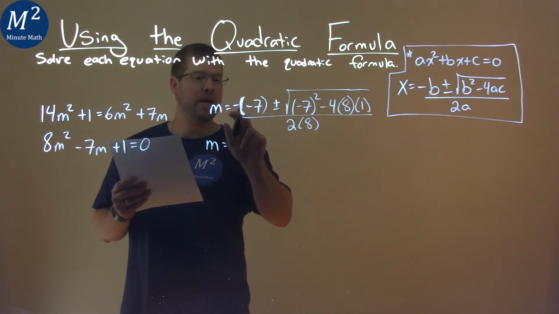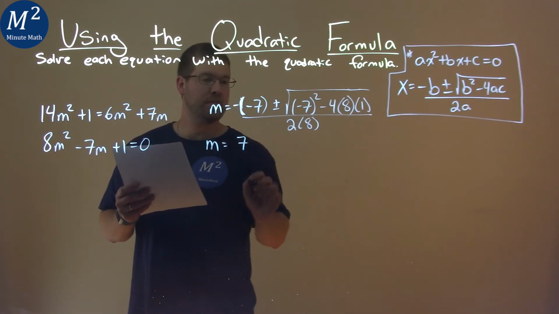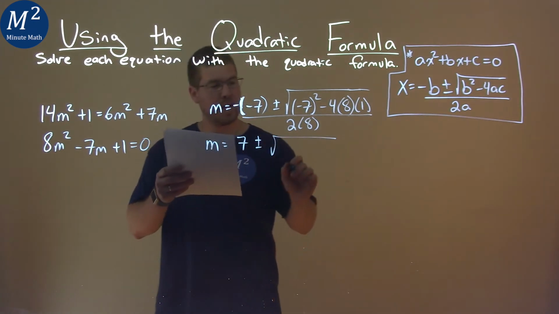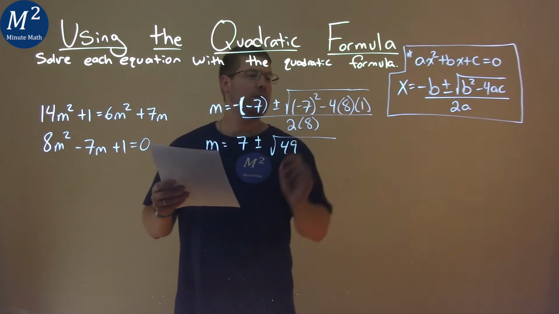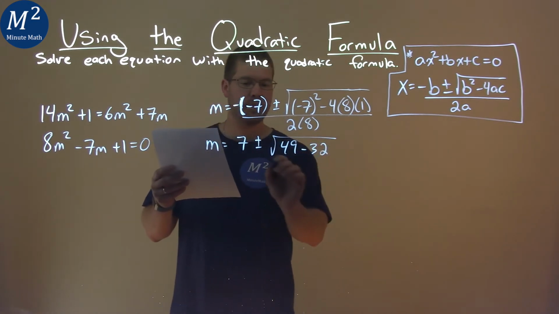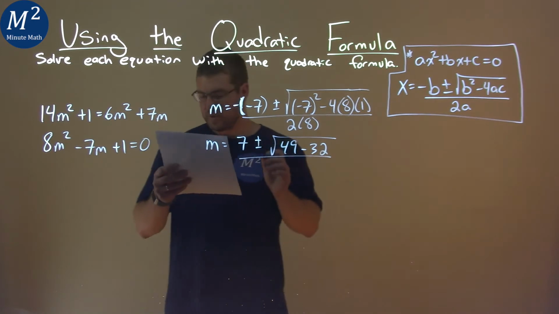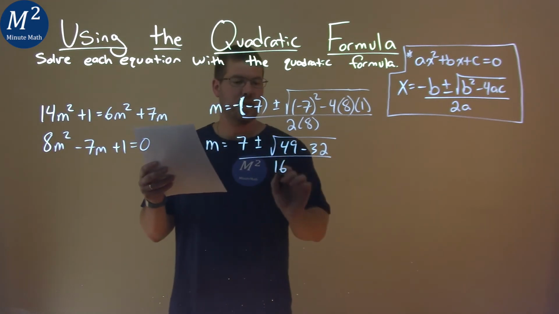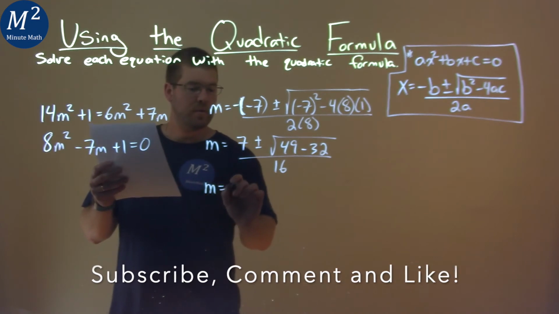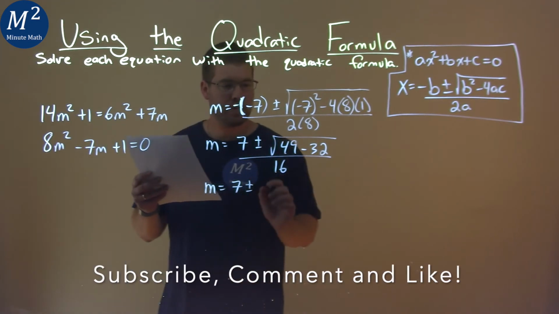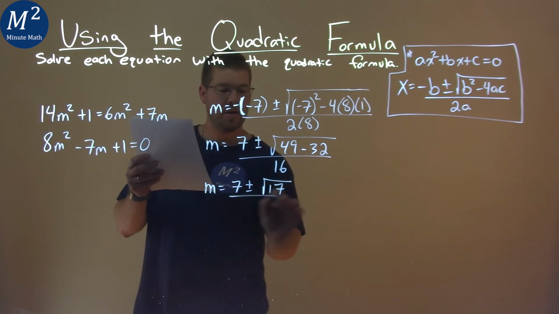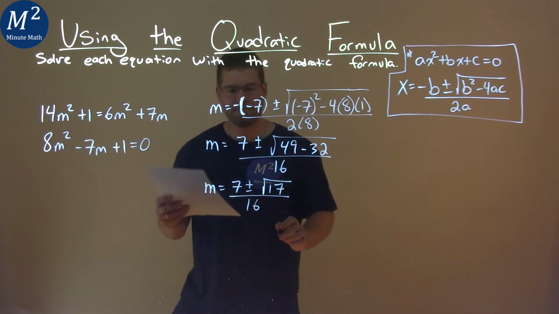M equals negative times a negative is a positive 7 plus or minus the square root. Negative 7 squared is a 49. And 4 times 8 times 1 is a 32. So we minus a 32 here. All over 2 times 8, 16. Keep on going. M equals 7 plus or minus, and 49 minus 32 is 17. Square root of 17. That's all over 16.